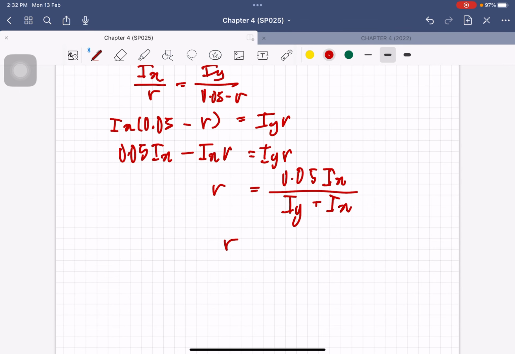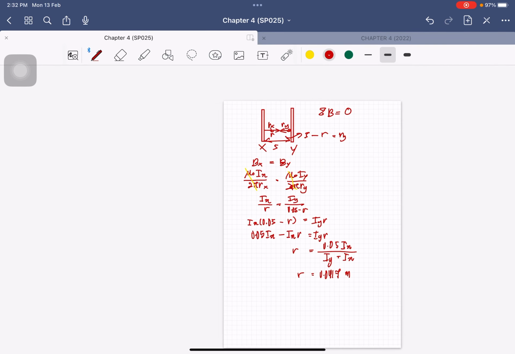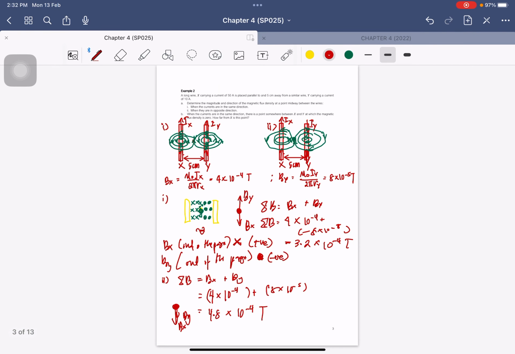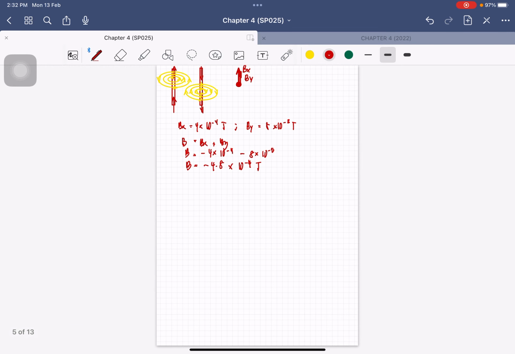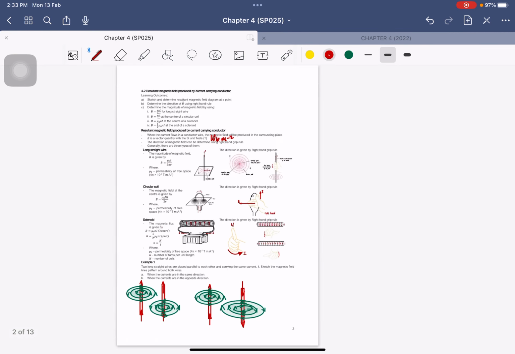Okay, so you will get 0.0417 meter. Alright, so that is the solution for example number 2, and that is basically subtopic number 2.